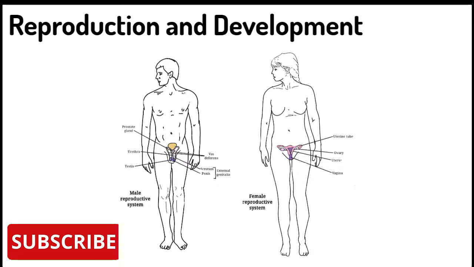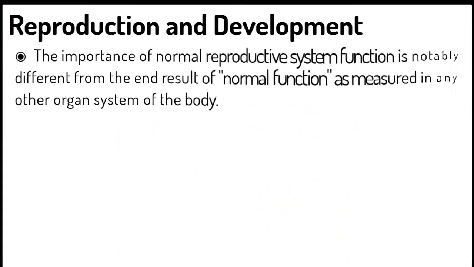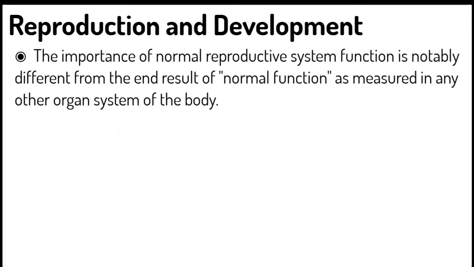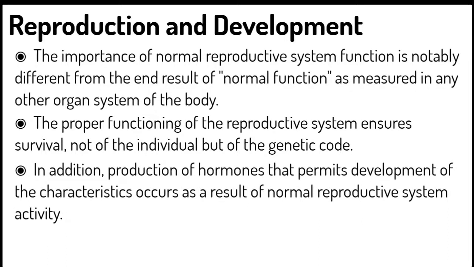Reproduction and development. The reproductive systems of males and females combine to ensure the conception and development of offspring, as you can see in this figure. The importance of normal reproductive system function is notably different from the end result of normal function as measured in any other organ systems of the body. The proper functioning of the reproductive system ensures survival not of the individual but of the genetic code. In addition, production of hormones that permits development of characteristics occurs as a result of normal reproductive system activity.